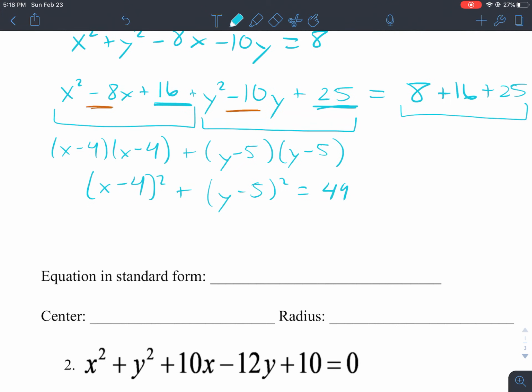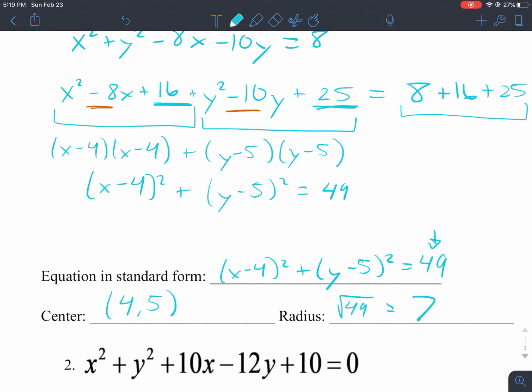So at this point, we are in our standard form of a circle. So our equation in standard form is x minus 4 squared plus y minus 5 squared equals 49. Now our center is going to be 4, 5, and our radius is the square root of this number. So it's root 49, and we can simplify that to 7. So that should be our answer there.